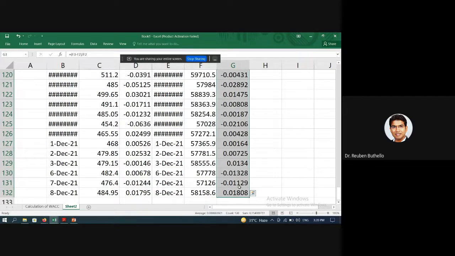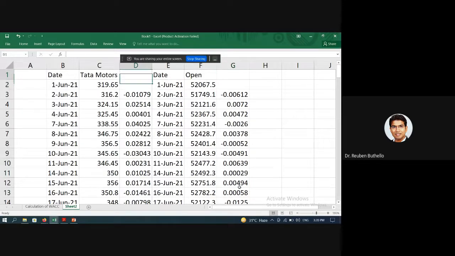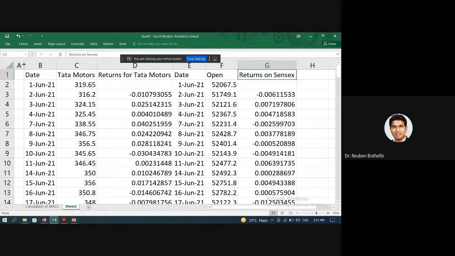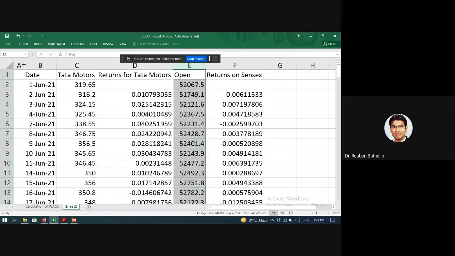Okay. So we now have the returns. We have returns for Tata Motors, and I have returns on Sensex. So I have this information with me, and since the dates are repeated over here, I will delete one of the dates. So now what we've done is we've calculated returns on Tata Motors. We have this information, which is of importance, and we have this information, which is of importance.